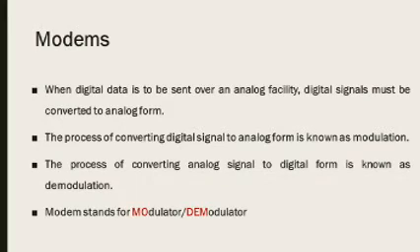A modem is a device which is used to access the internet for computers. When digital data is to be sent over an analog facility, the digital signals must be converted to analog form, and this process of converting the digital signal to analog form is known as modulation. The process of converting the analog signal to digital form is known as demodulation. So modems basically have 2 purposes. First one is modulation, second one is demodulation.